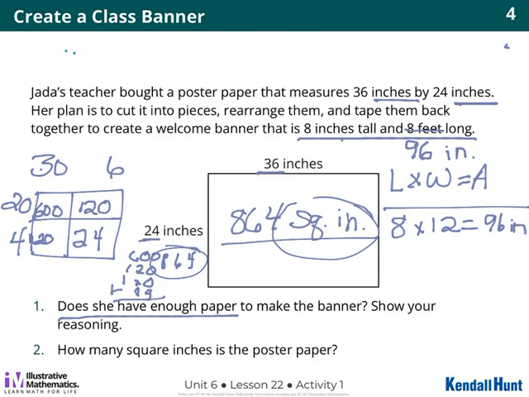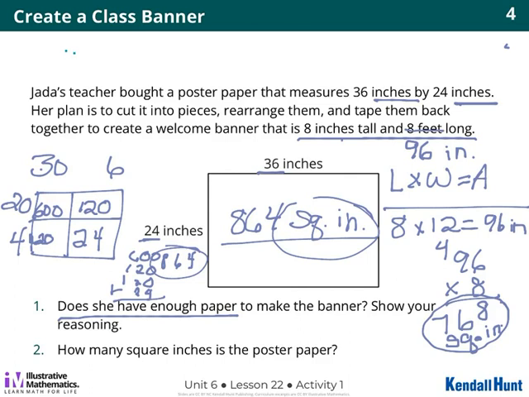What is my next step, Hadley? 96. So if I do 96 times 8, I will find the area of the welcome banner, right? So do it with me. 8 times 6 is? 48. Put the 8 down, carry the 4. 8 times 9 is 72, plus 4 is 76. So I know the welcome banner will have an area of 768 square inches.